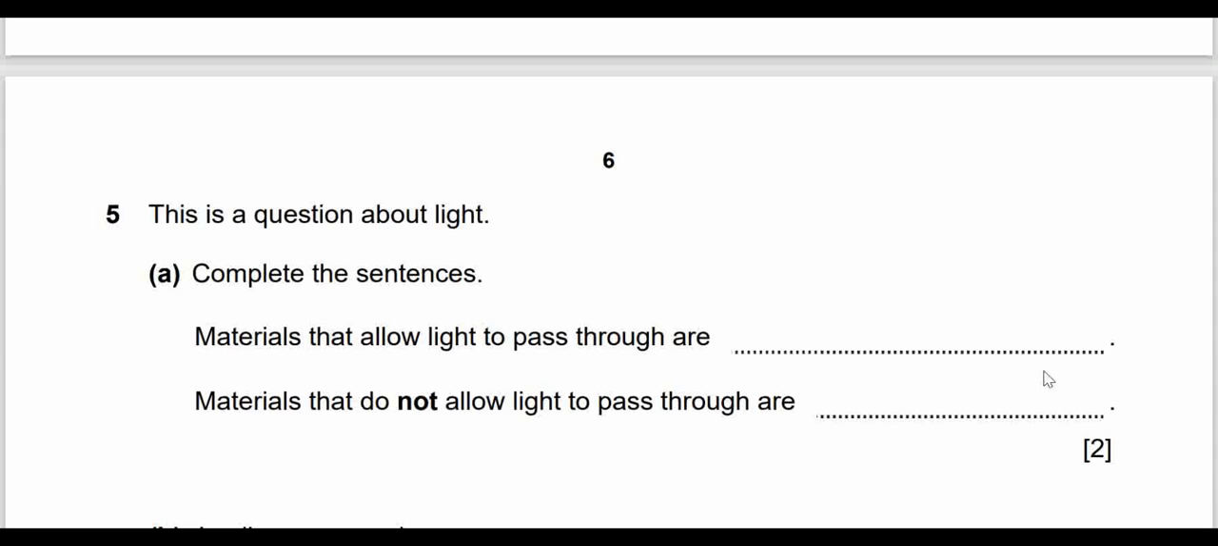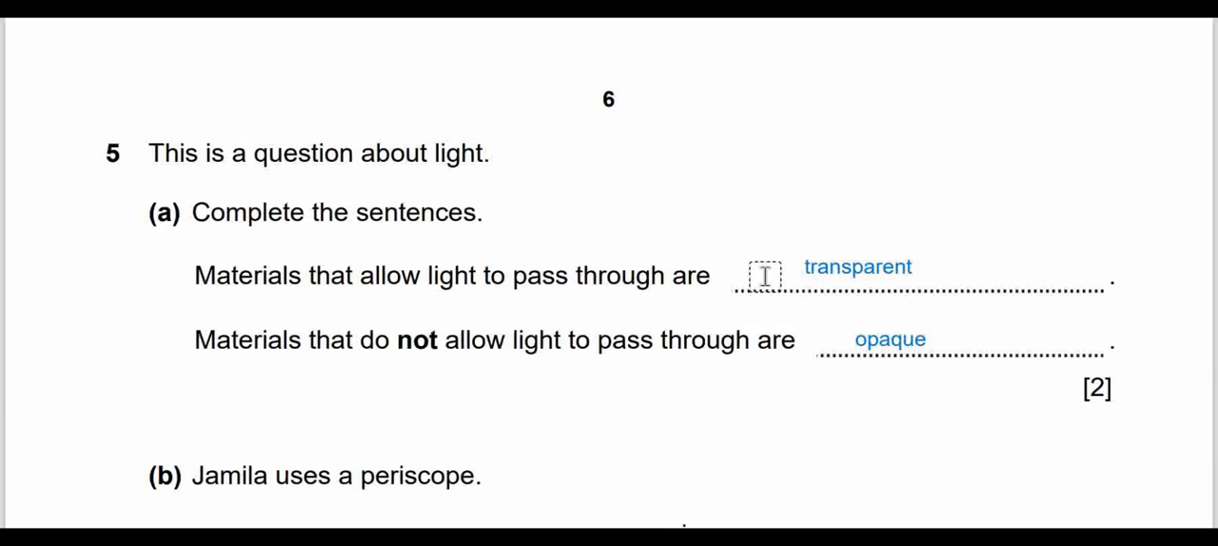Alright, let's open up the answer. Materials that allow light to pass through are transparent. Materials that do not allow light to pass through are opaque. So, let's move on. Now we go to 5b.